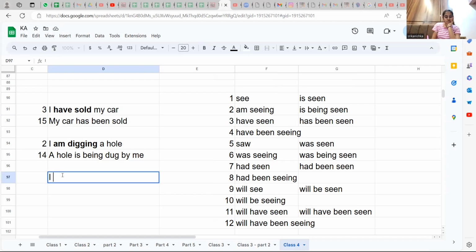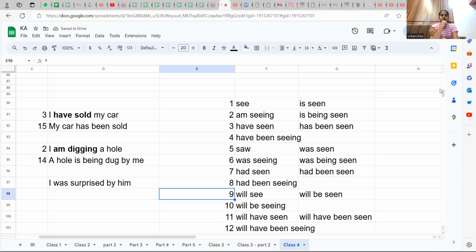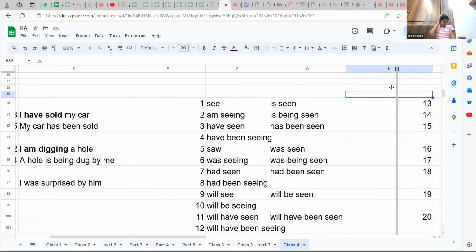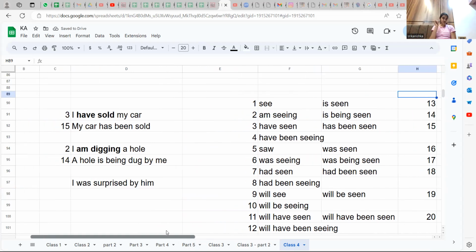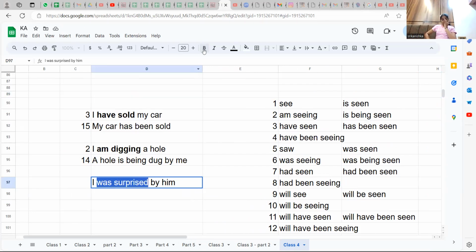Now, a little bit difficult, but you have to really figure this out. I was surprised by him. Take your time, run through this on the screen, give me the number there. A little bit hard, this one. You have to focus only on the main verb and the supporting verb. If you focus on it, it becomes easy. I was surprised by him. You have to look at this alone. Don't worry about the subject. Worry about the main verb and the supporting verb.